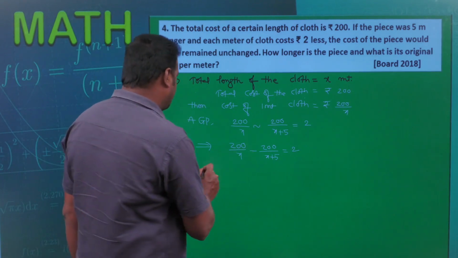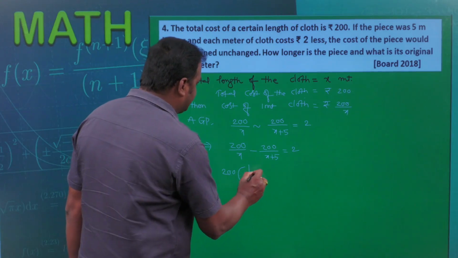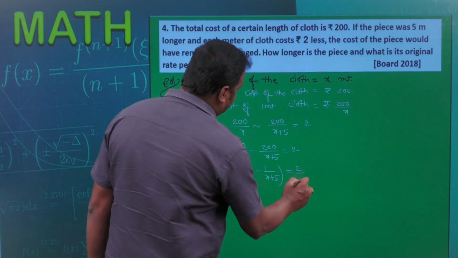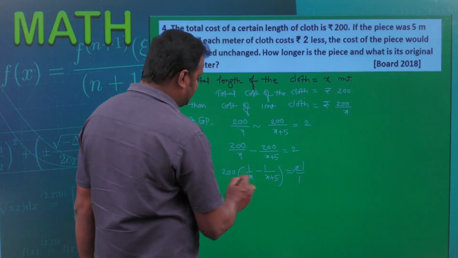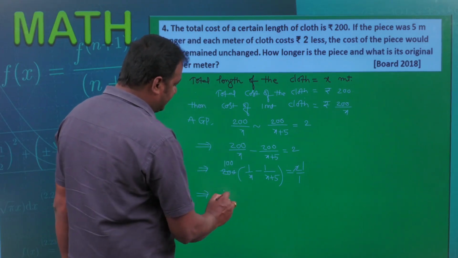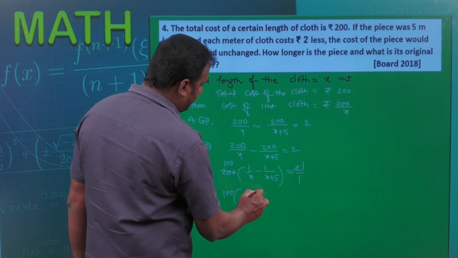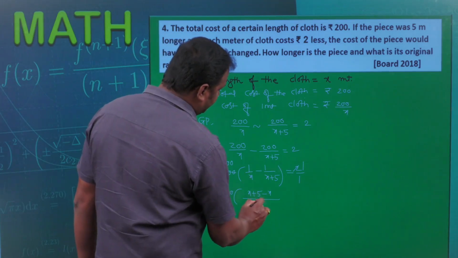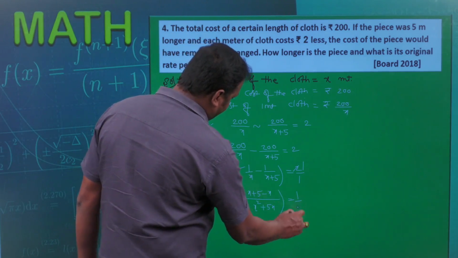I would like to take 200 common from the numerator. So 200 into (1 by x minus 1 by x plus 5) is equal to 2, means 2 divided by 1. See the calculation strategies here. 2 ones, 2 hundreds are 200, and finally here it is 100 times (x plus 5 minus x) divided by x into (x plus 5), which is x square plus 5x, is equal to 1 divided by 1.